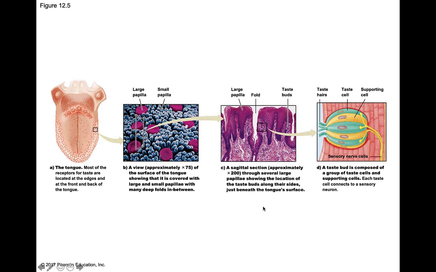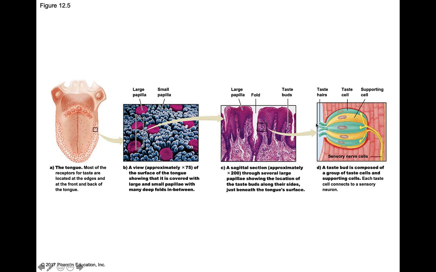Now here's a sagittal section, so this is another section here, and what you're looking at are the papilla, and you actually see the location of the taste buds along the side here. And we can see those there. And here, this is a cartoon image of a taste bud, and it's composed of a group of taste cells and supporting cells. And notice the neural input here.